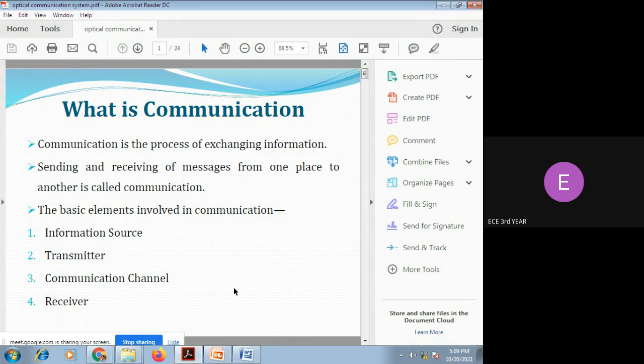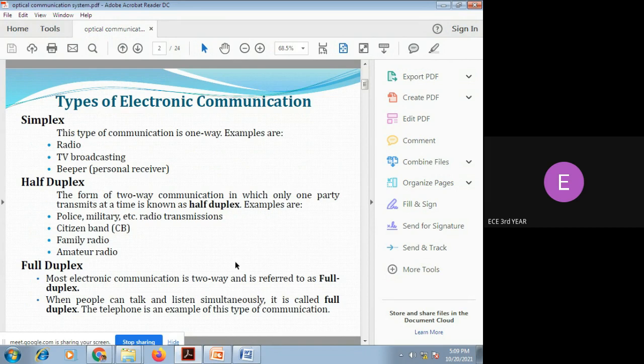Another way of defining it is sending and receiving a message from one place to another place. Communication involves four basic processes. First, the information source. Second, the transmitter. Third, the communication channel. Fourth, the receiver operation. There are three types of communication available: simplex, half duplex, and full duplex.